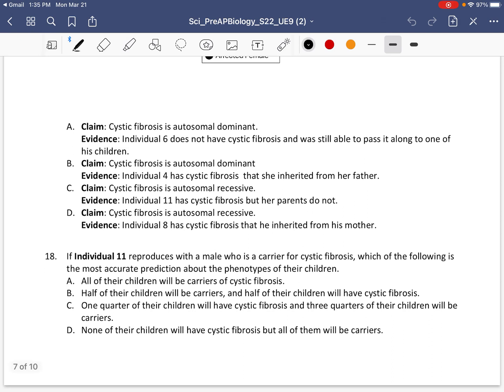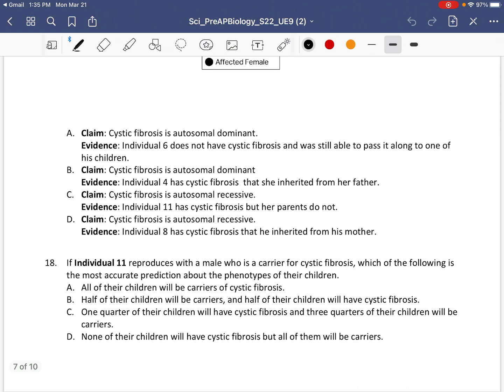Question 18. If individual 11 reproduces with a male who is a carrier for cystic fibrosis, which of the following is the most accurate prediction of the phenotypes of their children? A. All of their children will be carriers of cystic fibrosis. B. Half of their children will be carriers and half of their children will have cystic fibrosis. C. 1/4 of their children will have cystic fibrosis and 3/4 of their children will be carriers. D. None of their children will have cystic fibrosis, but all of them will be carriers.